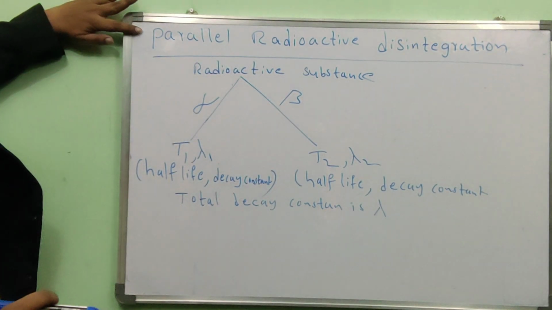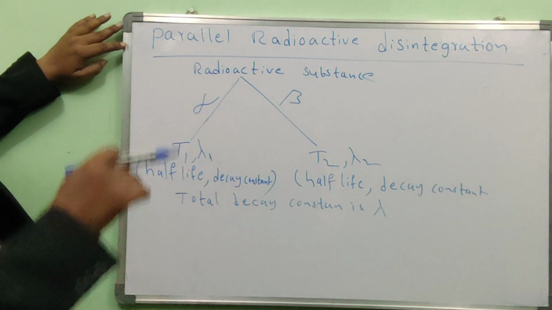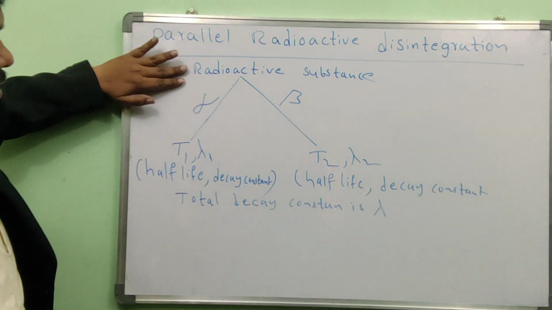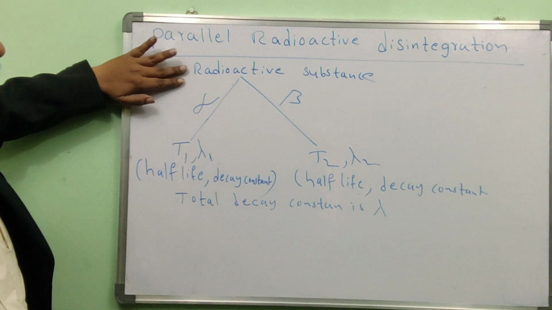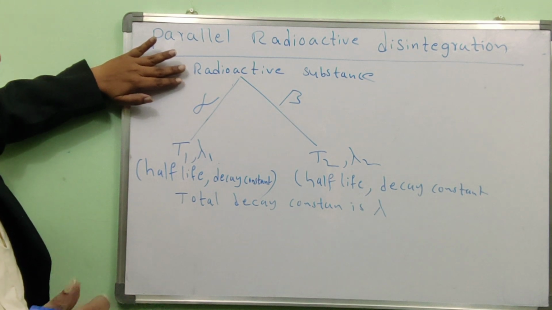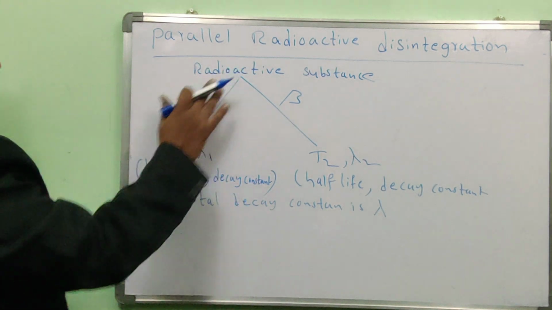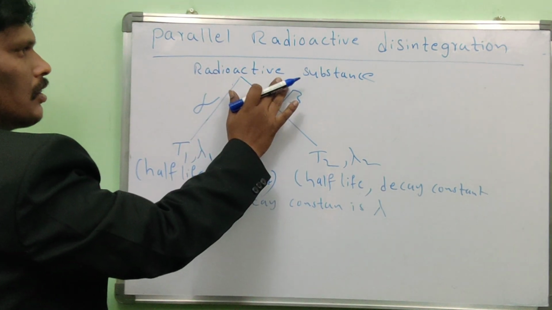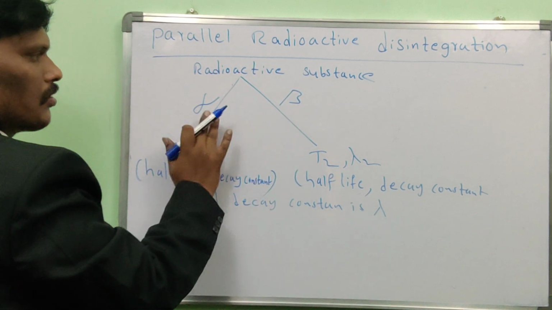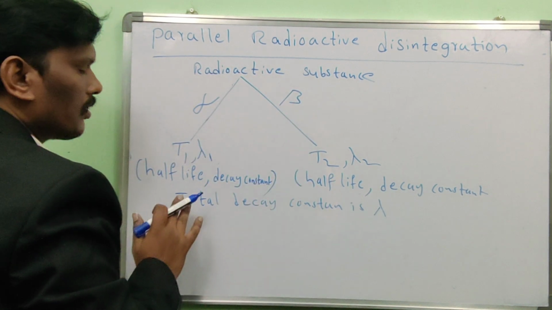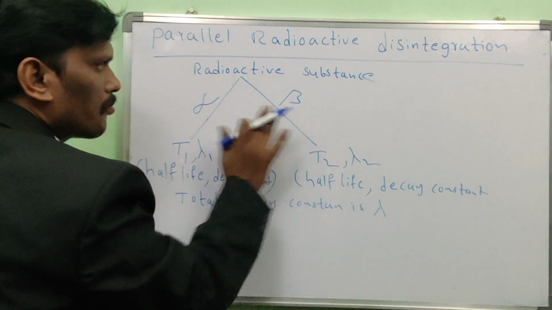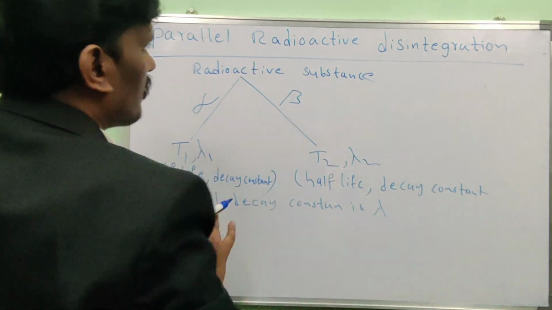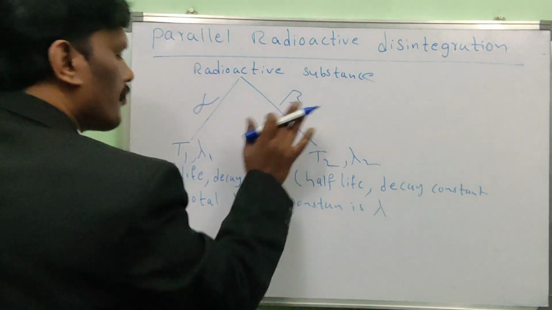Next one, parallel radioactive disintegration. Consider a radioactive substance that simultaneously emits, that is, parallel emission, alpha and beta. The radioactive substance parallelly disintegrates by alpha and beta, so disintegration of alpha, disintegration of beta. The radioactive substance parallelly emitted alpha and beta particles.